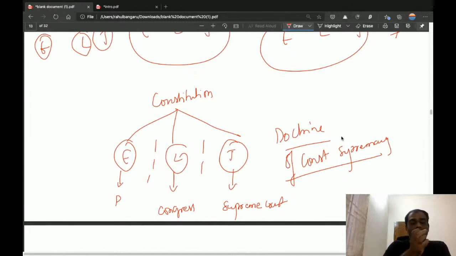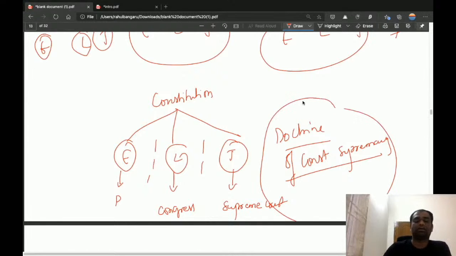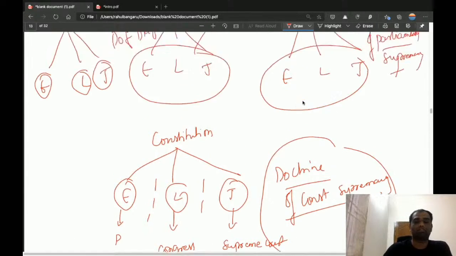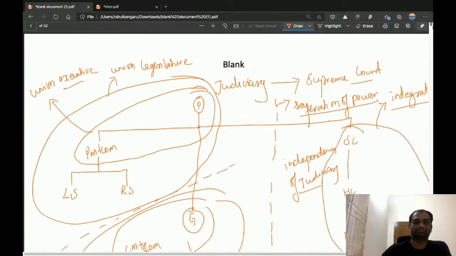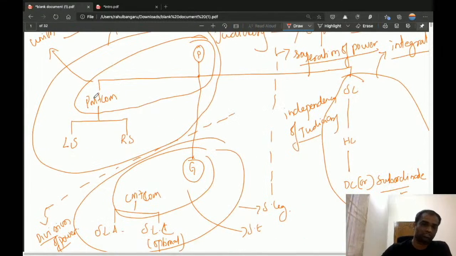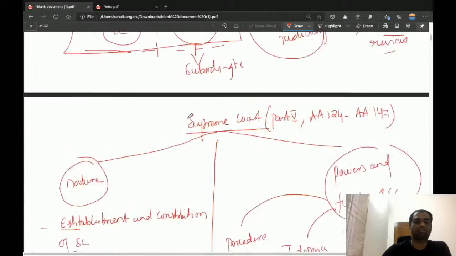We follow a mixture of parliamentary form of government and the doctrine of constitutional supremacy. In this concept itself, we have incorporated the parliamentary form of government. That's what I mentioned in the first class itself, right? In the first class, I gave the flow chart. See here, this is the union executive and this is the union legislature, and all these bodies derive their power from the constitution.